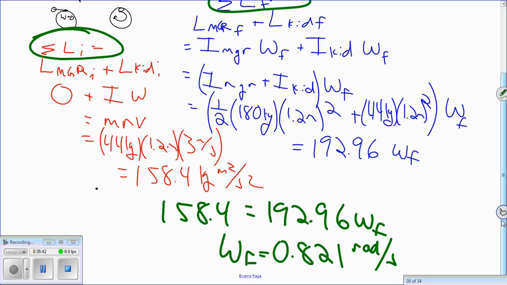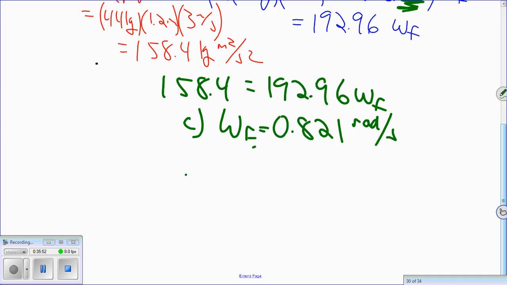So this was question C. Question D, what Tony said is exactly right. You just change this to 0.6. So very good, sir. So question D, if you solve it, you end up getting 1.09 radians per second.